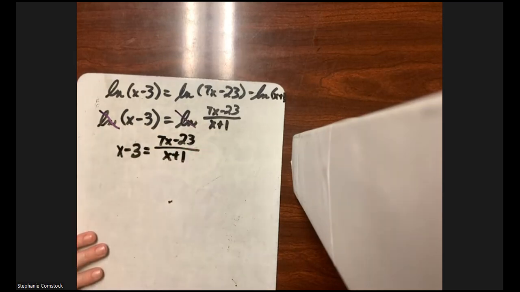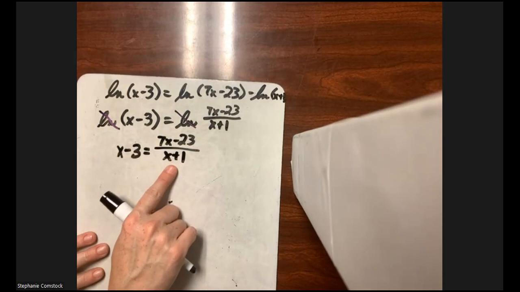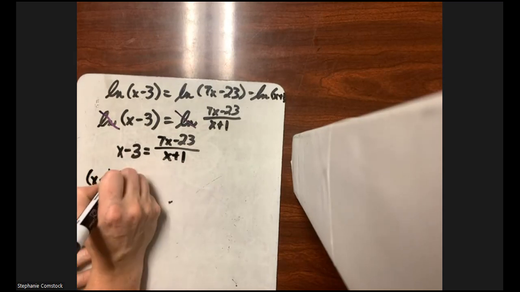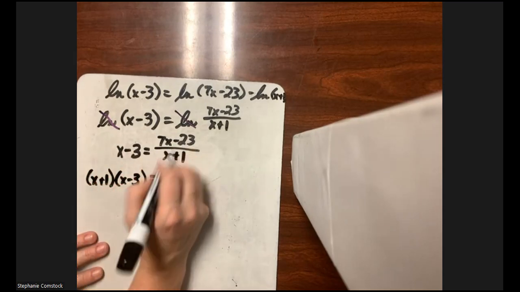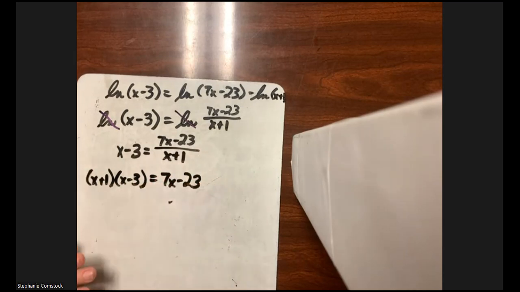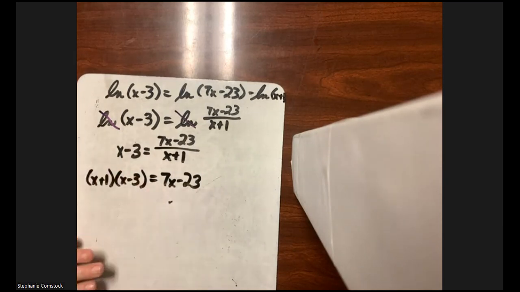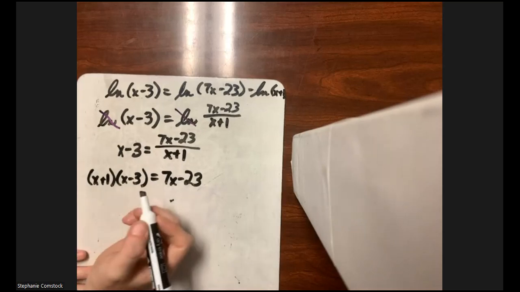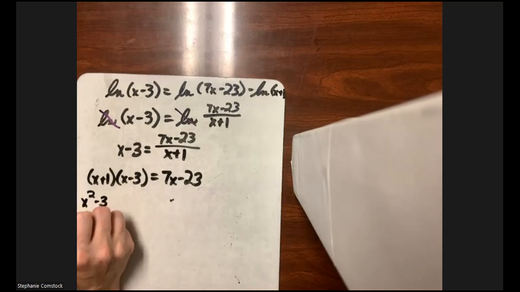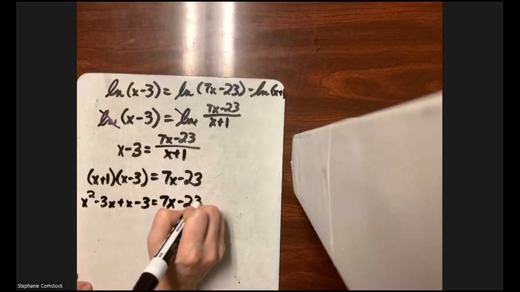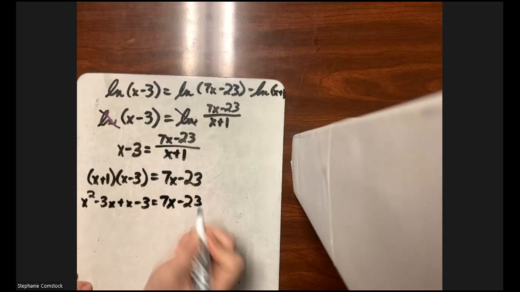Now, the first thing that I'm going to want to do is multiply this x plus 1 back over to the other side. So I'm going to have x plus 1 times x minus 3 equals 7x minus 23. You could also write a times x plus 1 factor on each side if you'd like. This side I need to distribute, FOIL, however you want to call it. Going to do some combining here in the middle. So I've got x squared minus 2x minus 3, 7x minus 23.